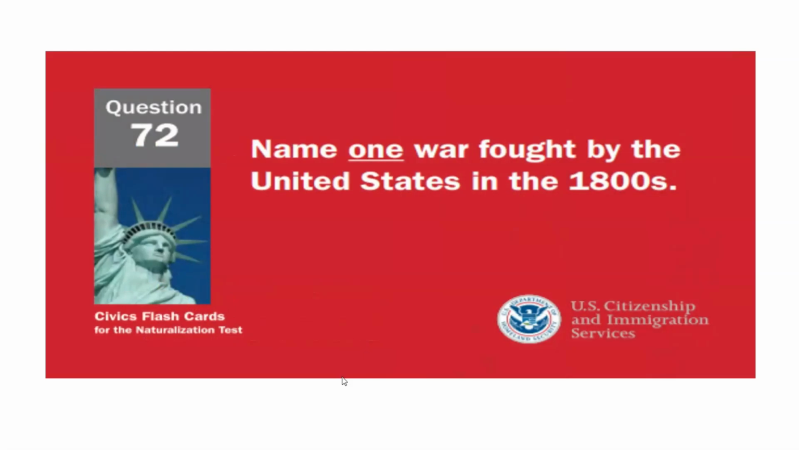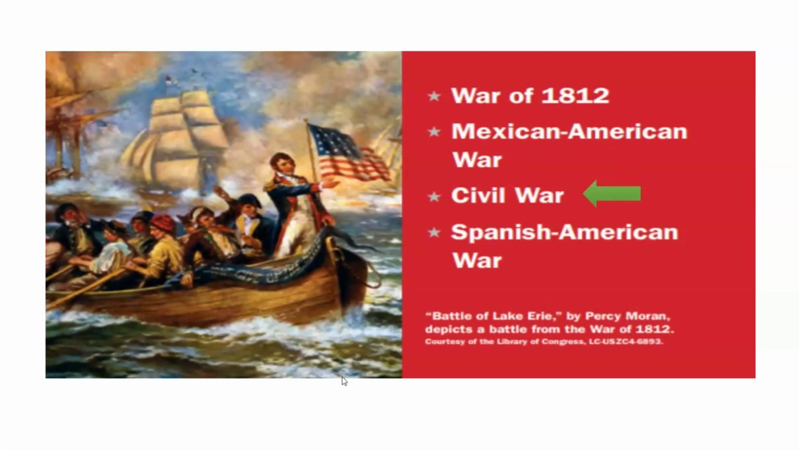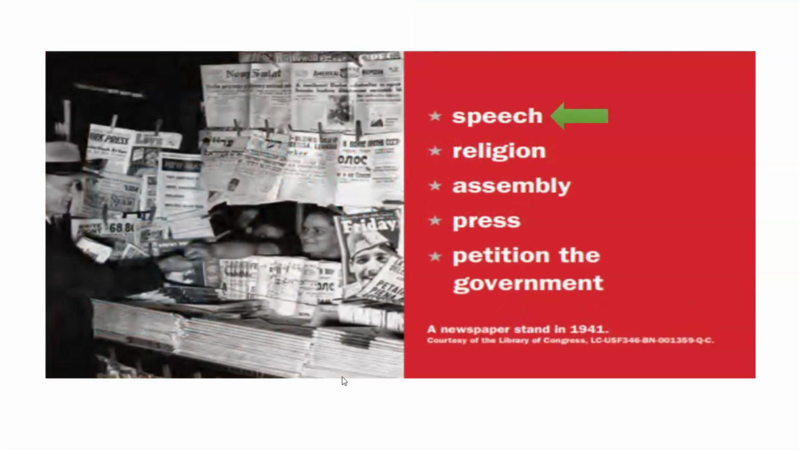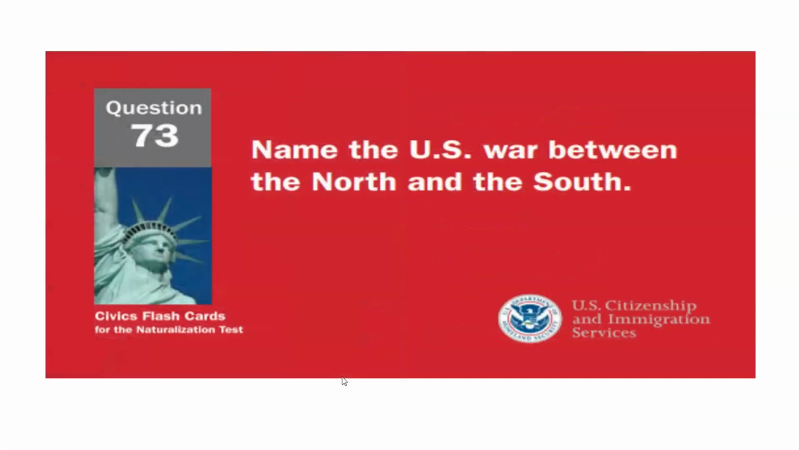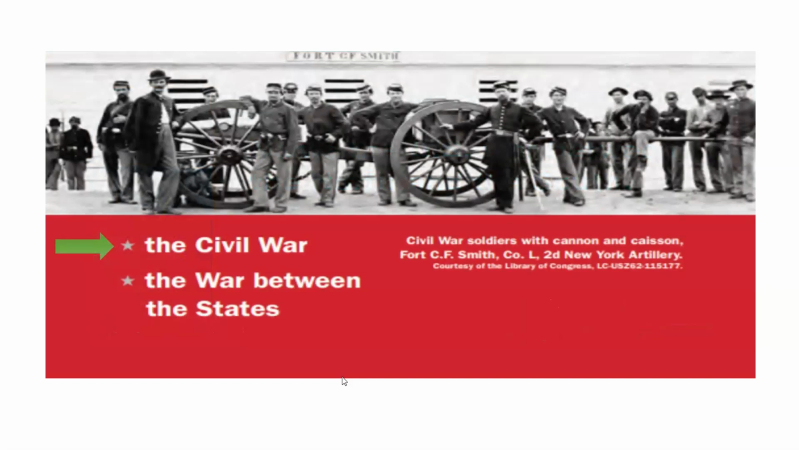Name one war fought by the United States in the 1800s. The Civil War. What is one right or freedom from the First Amendment? Speech. Name the U.S. war between the North and the South. The Civil War.